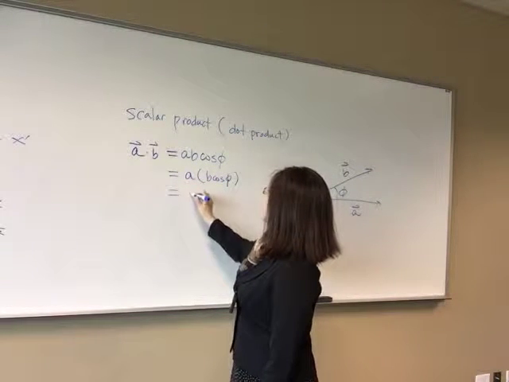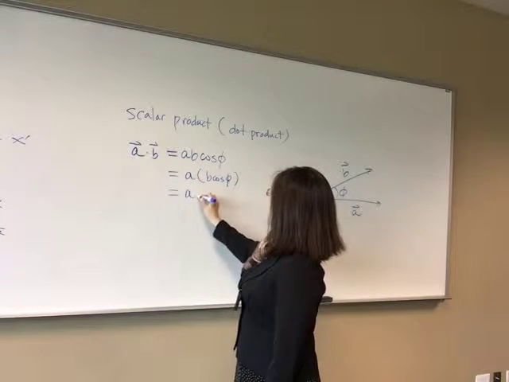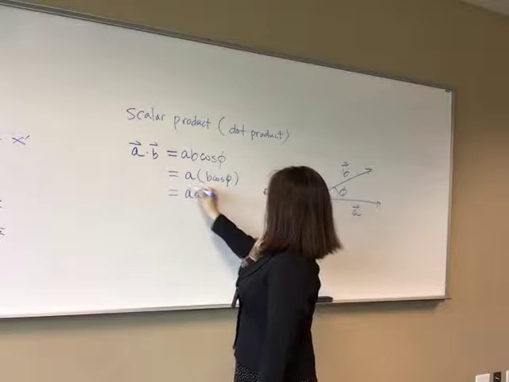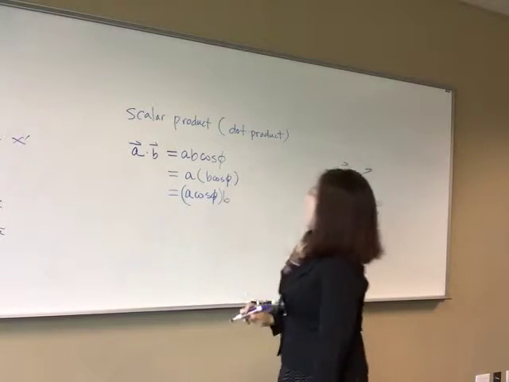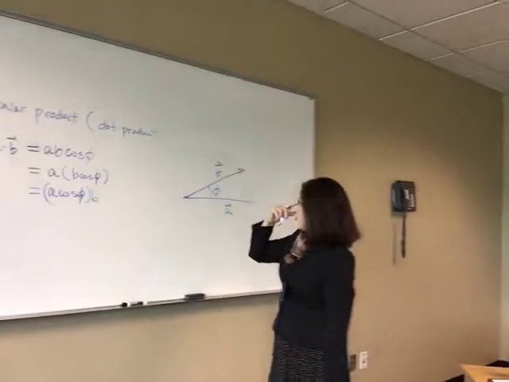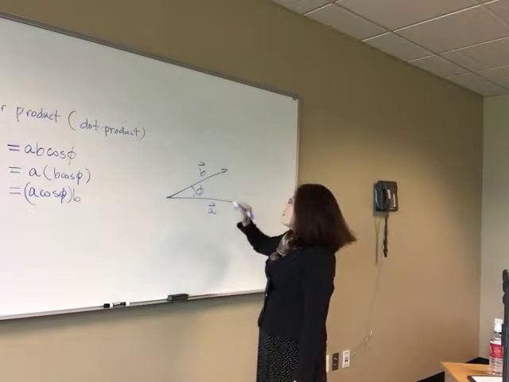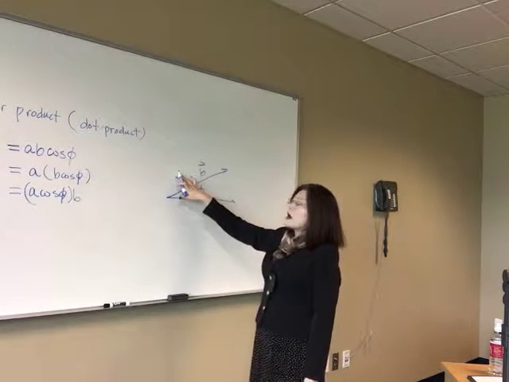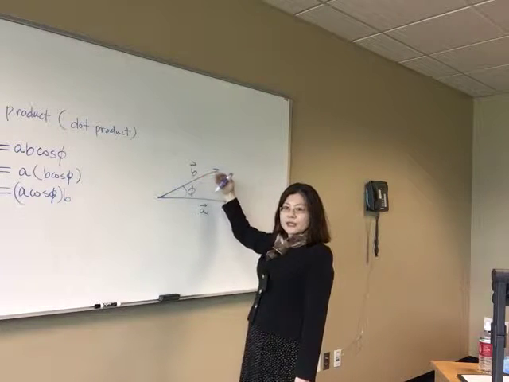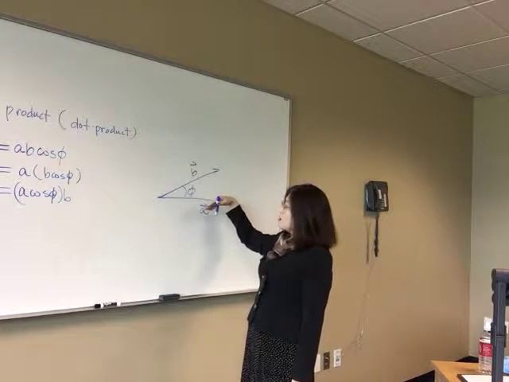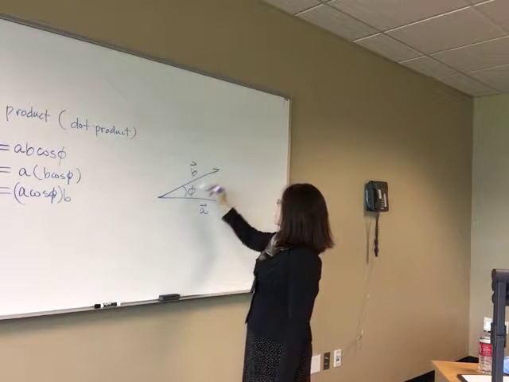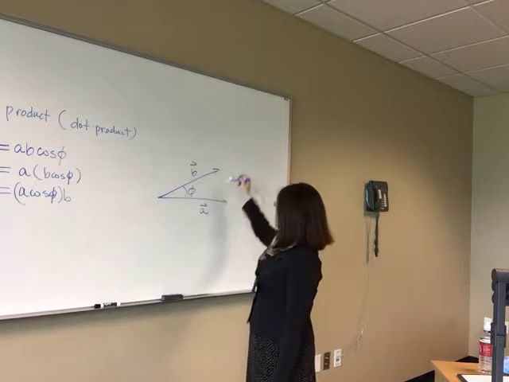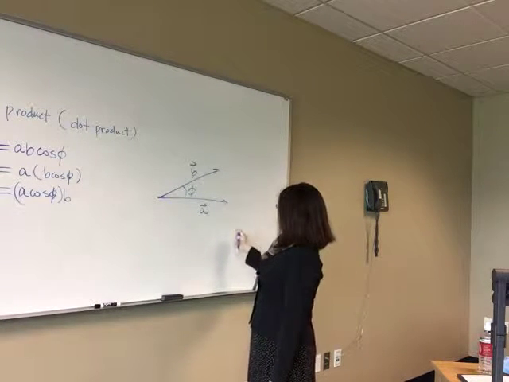This is also equal to A cosine this, and then times B. What does that mean? It means that when you do a scalar product, you're just finding the component that's projected to the second vector. So in this case, let me draw the extension line.